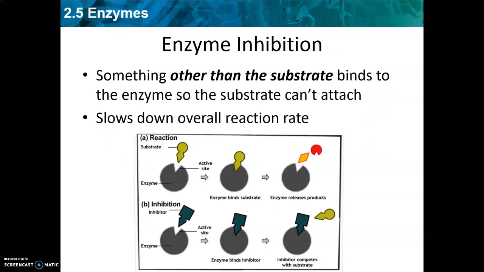Now let's talk about what happens if enzymes are inhibited. If you inhibit something, you are preventing it from happening. And there are molecules in living cells that inhibit reactions. Sometimes you don't want a reaction to continue indefinitely. Sometimes you want it to have a definite endpoint. So enzyme inhibitors are going to slow down reaction rates.